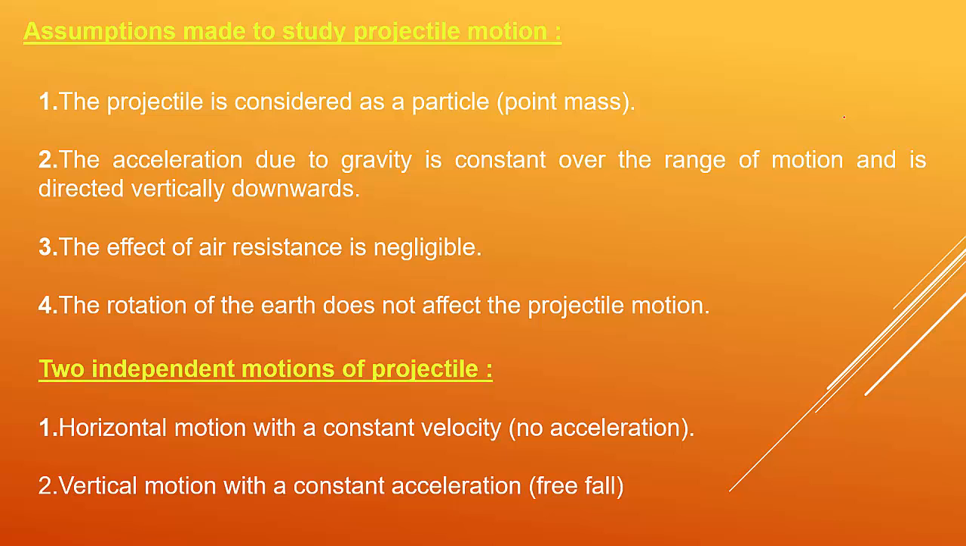Now, the next term, assumptions made to study projectile motion. Before going to study projectile motion, some assumptions are made. What are the assumptions made to study projectile motion? We have to assume some points before studying projectile motion. The first point, the projectile is considered as a particle, a point mass. Whatever you are going to project in the space, that projectile body, we are going to take it as a particle. If I throw a ball, it is taken as a particle. It is taken as a particle because when it is in the space, far away from the person, it looks like a very tiny particle. So that assumption we have to take here.